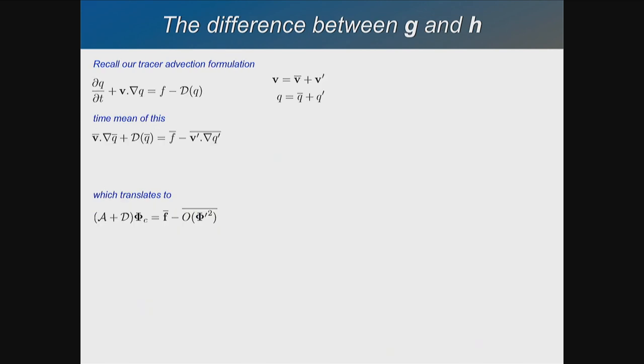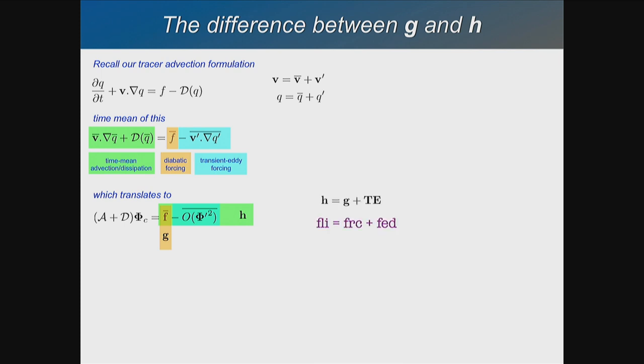So let's just talk a bit about the difference between G and H. Recall our tracer advection formulation, okay? So the time mean of this equation is the time mean advection of Q is balanced by the dissipation applied to the time mean of Q, a mean forcing, and a transient eddy forcing. Okay, so this is my time mean advection dissipation. This is my mean forcing, which is G, okay? And this is my transient eddy forcing, and the sum of the two is H. So H is equal to what you might call the diabatic forcing plus the transient eddy forcing. Okay? That's just another way of interpreting it.